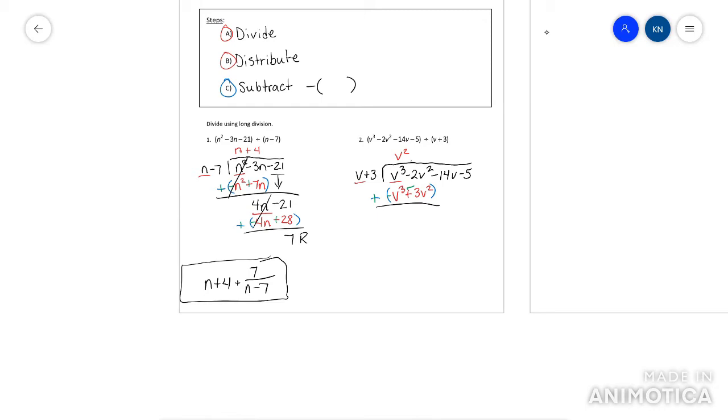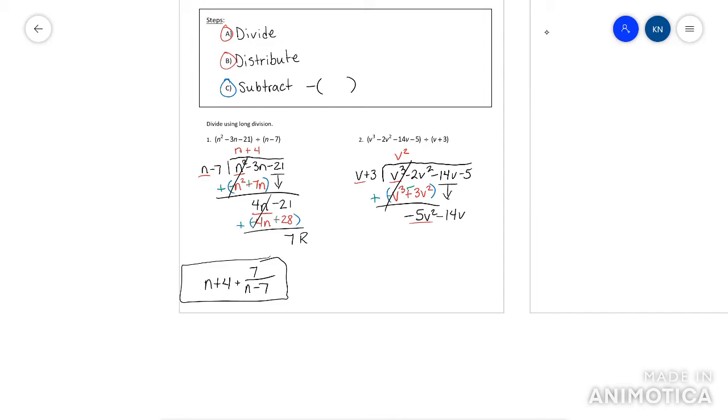So you combine them and the v cubes cancel. And then you have minus 2v squared plus negative 3v squared. That makes minus 5v squared. Then you drop your next term and you repeat. So drop the minus 14v and repeat the process.